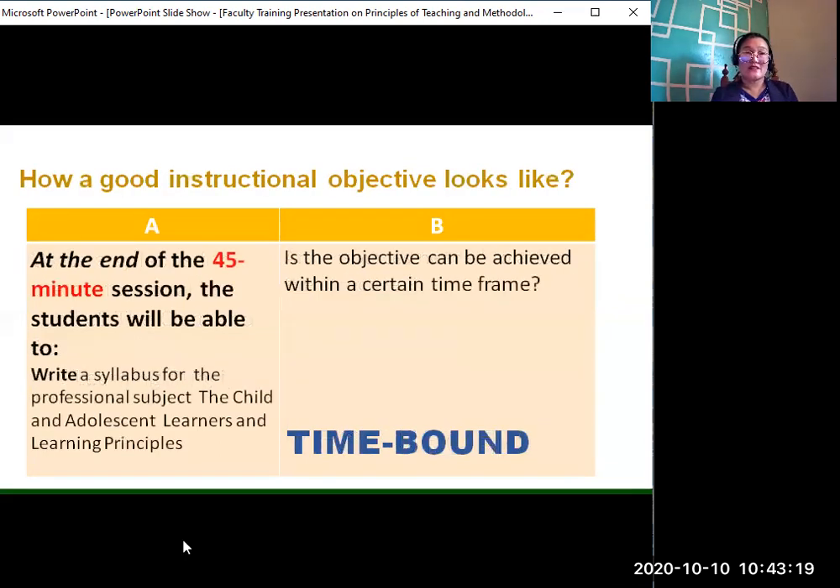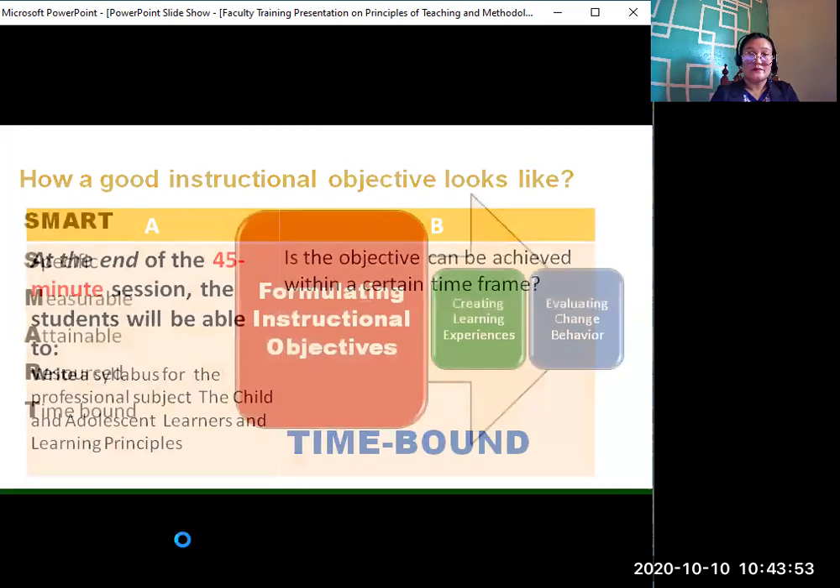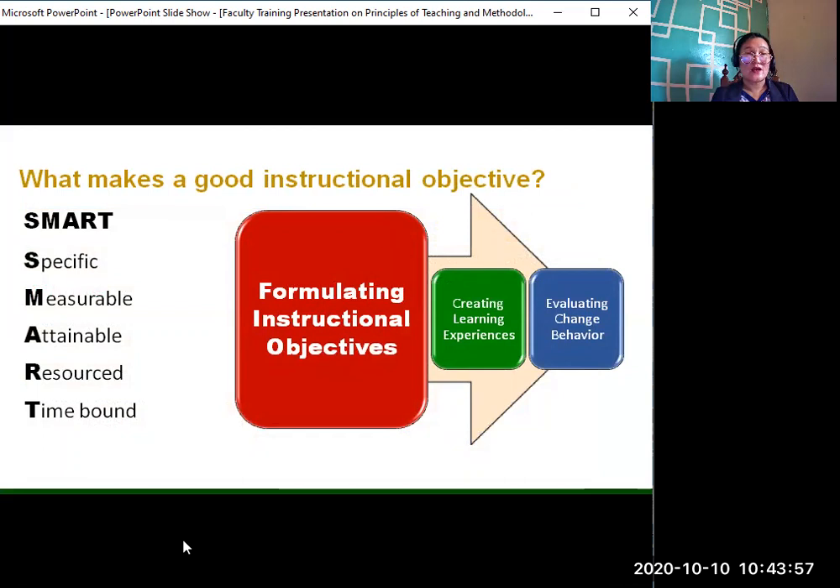Another characteristic is this: can the objective be achieved within a certain time frame? If your answer is yes, then your objective is time-bound. But if within a 45-minute session the students will not be able to write a syllabus, then the implication is you need to revise your objective, making sure that this complex activity will be presented using units, and the units will be in proper sequence. Now, those are the characteristics of a good instructional objective, the acronym SMART, which means specific, measurable, attainable, resourced, and time-bound.